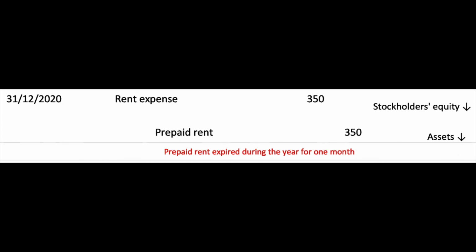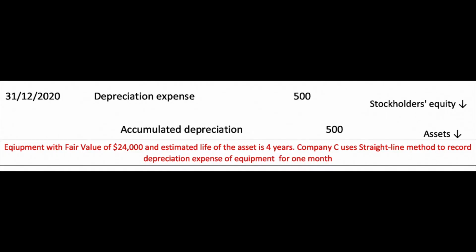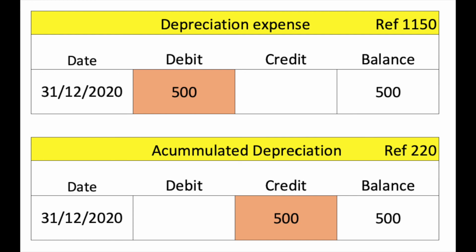The fifth adjusting transaction affects two ledger accounts: rent expense and prepaid rent. Company posted $350 in account number 1160. On the other hand, Company C posted a reduction of $350 in account number 110. The sixth adjusting transaction affects two ledger accounts: depreciation expense and accumulated depreciation. Company posted $500 in account number 1150 and $500 in account number 220.